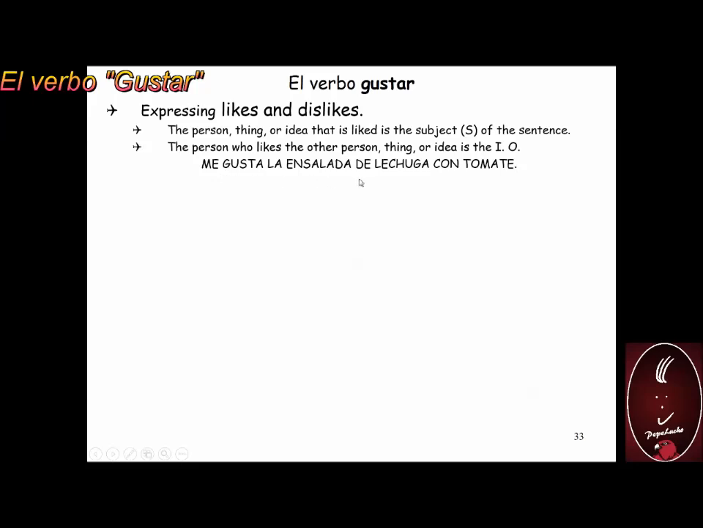Literally, we translate these sentences in English: the lettuce with tomato salad is pleasant to me. But the normal translation is, I like the lettuce with tomato salad. To express the idea that one likes to do something, gustar is followed by the verb in infinitive form.